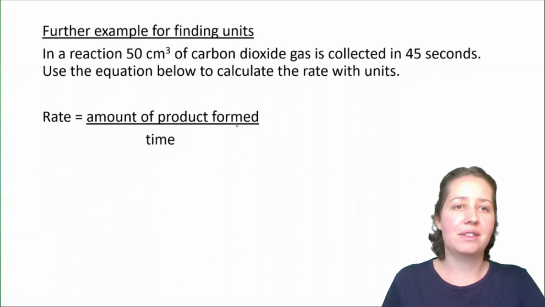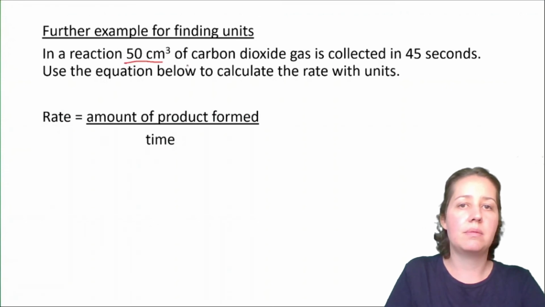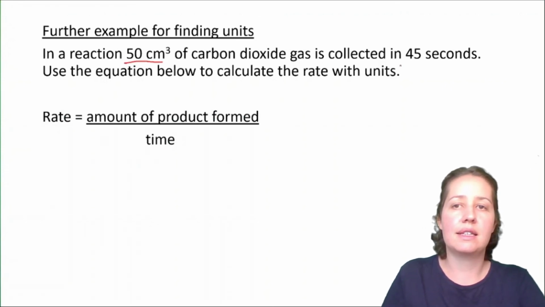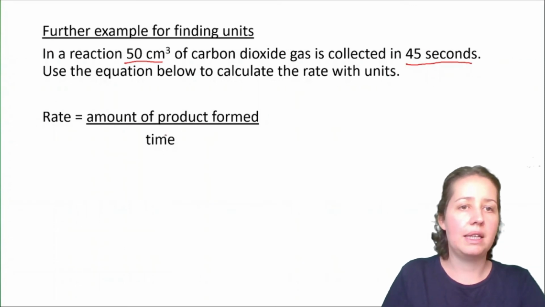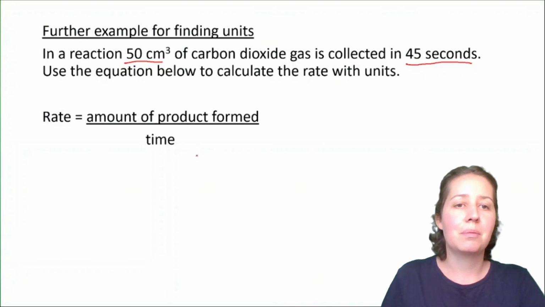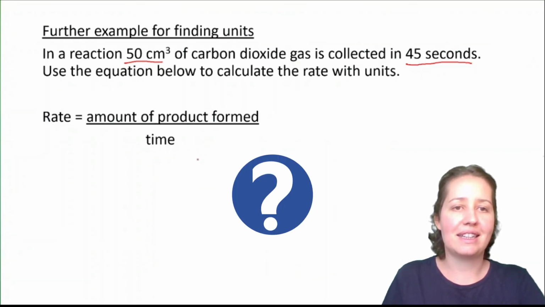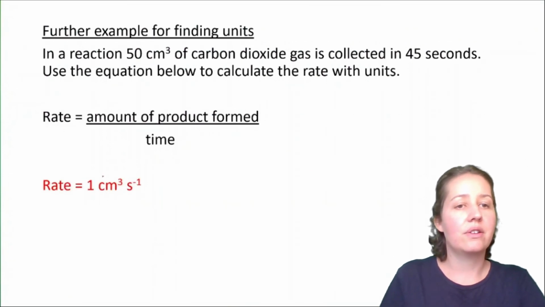Here's an example, which I'm going to get you to do in a minute. We're going to try and find the units for rate. So you are told 50 centimetres cubed of carbon dioxide gas is collected in 45 seconds. You've got an equation, rate is amount of product divided by time. Pause now and have a go at finding that. Your answer should be 1 centimetre cubed per second.